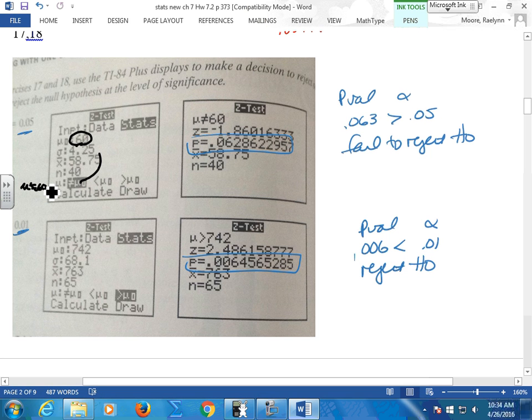It calculates and doubles the p-val. It wanted you to test this at a level of significance of 0.05. So we test our p-val against 0.05. So 0.63 is greater. We follow our chart, and we say fail to reject HO. The second one, we have a right tail test. This is as our HO. So it's saying that the mean is greater than 742. This is your claim.